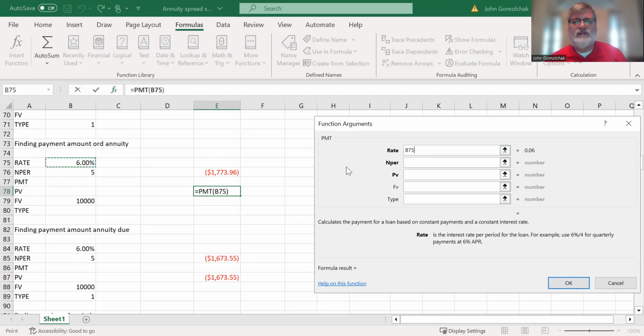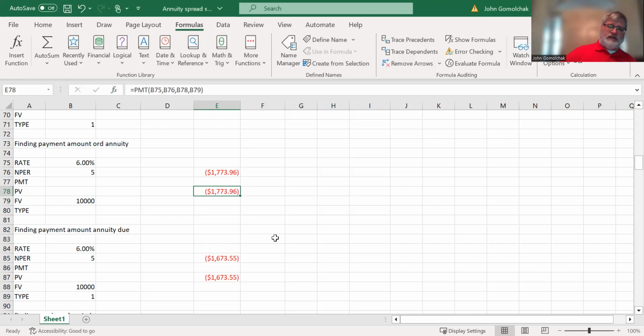Rate. Number of periods, 5. Present value, 0. Future value, 10,000. Okay. There it is. I don't know why the other one didn't come out right, but 1,773.96 is the amount of payments that would be necessary over a 5-year period with a 6% return to get you to $10,000.